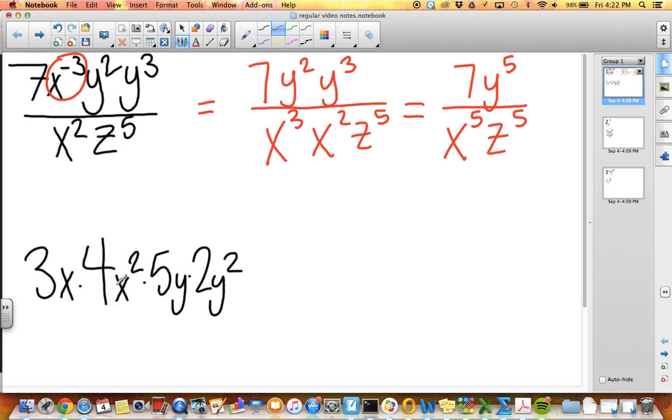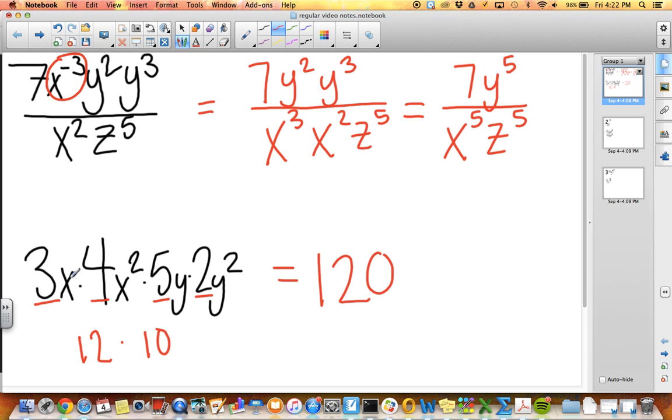Okay, down here we're multiplying. So we've got to multiply all of our coefficients first. So 3 times 4 times 5 times 2. Well, 3 times 4 is 12, and 5 times 2 is 10. 12 times 10 is 120.